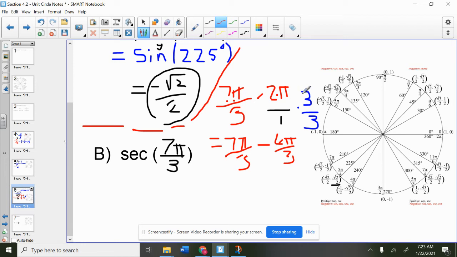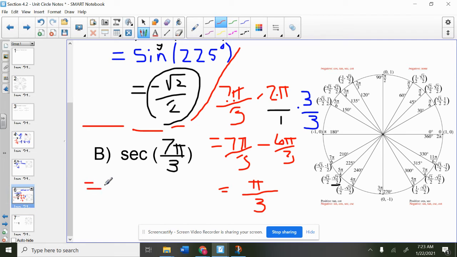Because I'm doing 2 pi times 3, which is 6 pi, and on the bottom 1 times 3, which is 3. So again, it looks like a 6 pi. So now when I simplify this, I know I'm going to have that 3 in the bottom. 7 pi minus 6 pi is 1 pi, or just pi over 3. So that means that 7 pi over 3 and pi over 3, those are coterminal.